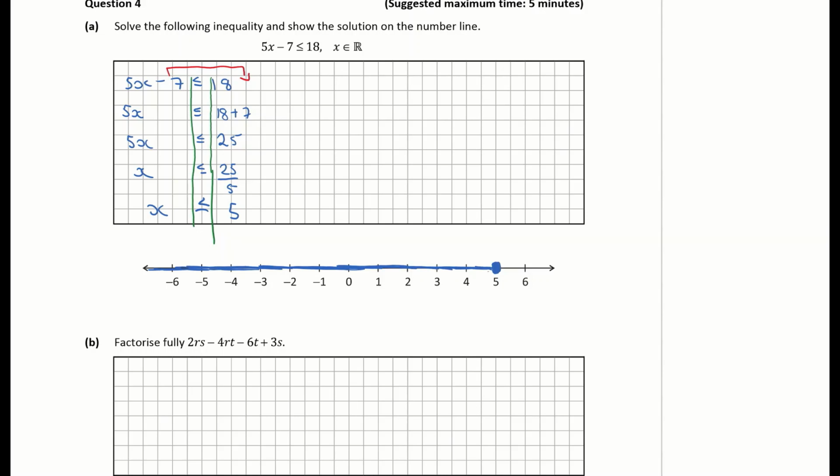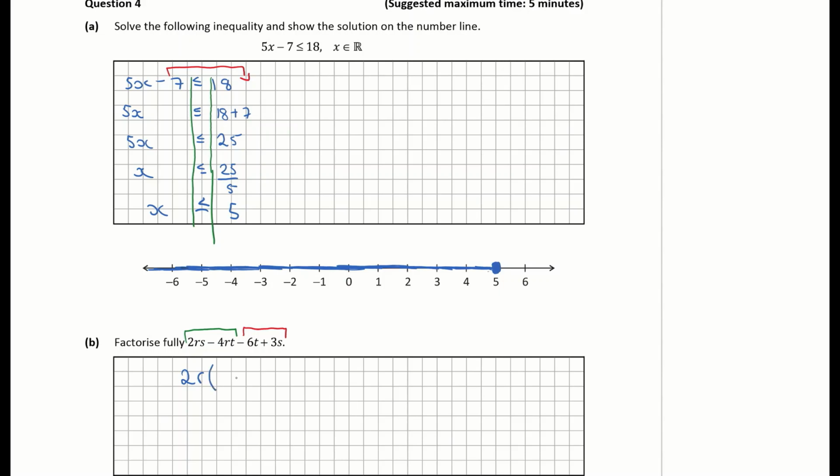Part B, factorize the following. So I'm going to factorize this by grouping. So I'm going to take the first 2 parts, and then I'm going to take the second 2 parts. So looking at the parts in green, what's common to 2RS and 4RT? Well, first of all, I can take out a 2, because 2 divides into 2 and 2 divides into 4. I'm also going to take out the R, because it's common to both.